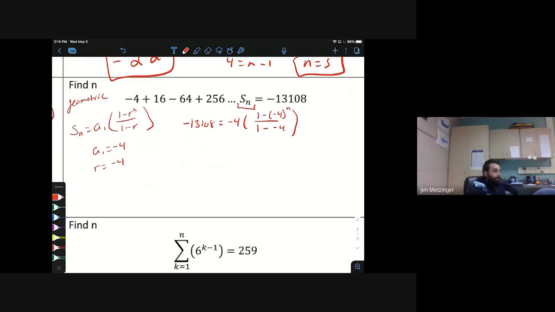You want to race for this one, Ivan? Step 1, divide by -4. Tell me what you get. -3277 is equal to 1 minus -4 to the n over, that makes 5. All right, multiply the 5 over. Oh, positive. Yeah. Multiply by 5.